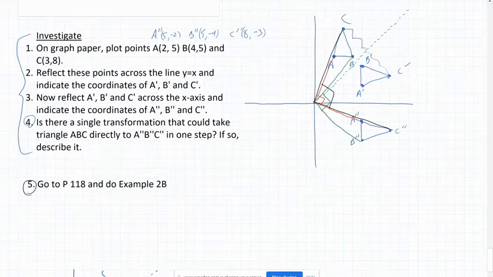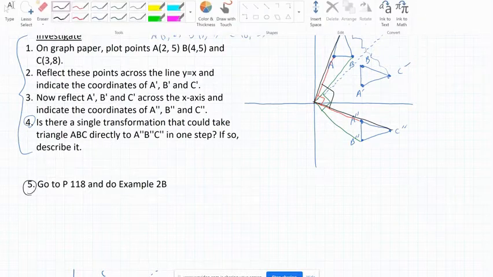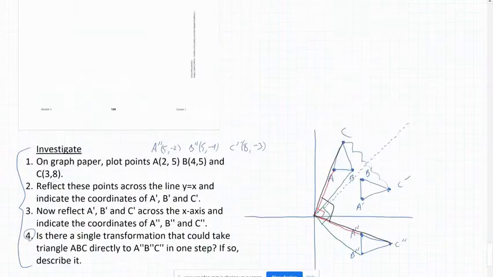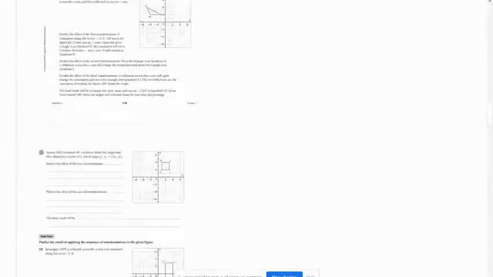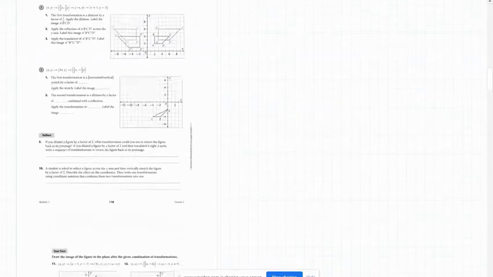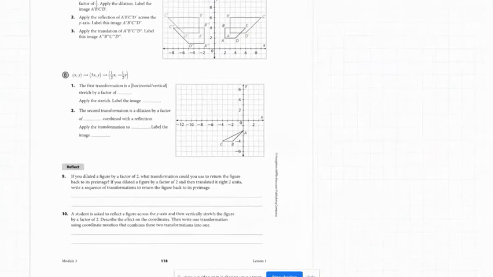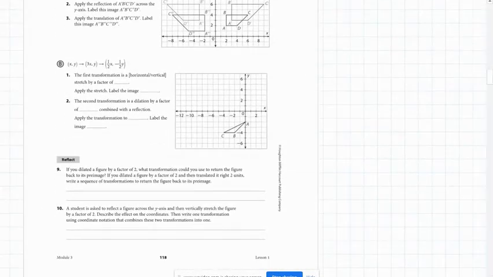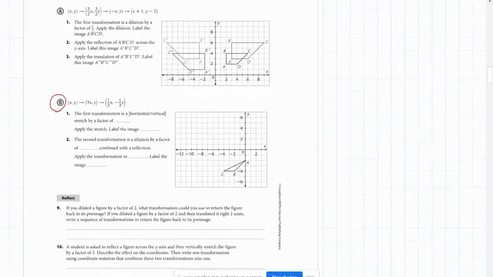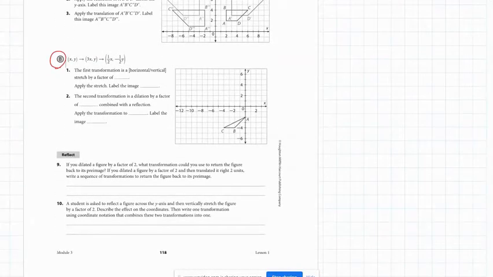Okay, so now we're going to go to page 118 in your text. And we're going to work on example 2b. And so this is showing two transformations, one that multiplies the x by 3 and the other that multiplies the x by 1/2 and then the y by negative 1/2. And so we have two transformations going on there together.